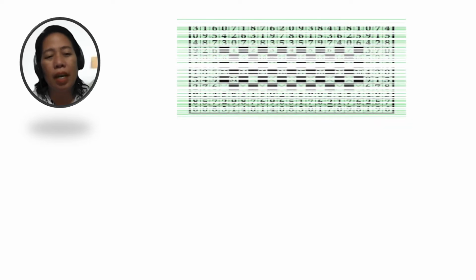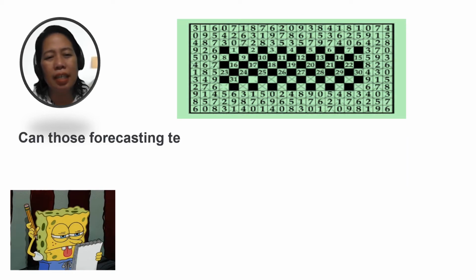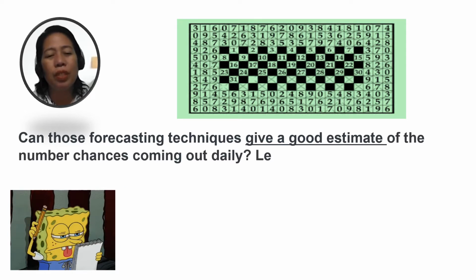So in my example, I want to use those concepts and techniques on one of the well-known number games here in the Philippines. I'm curious, given a large population of data, can those forecasting techniques give a good estimate of the number chances coming out daily? Let us try to see also the potential size of the forecast error.